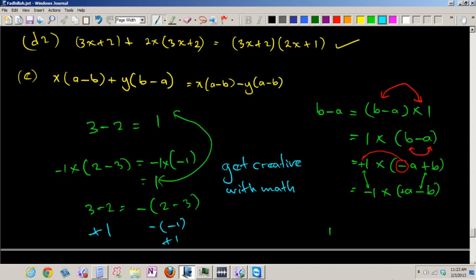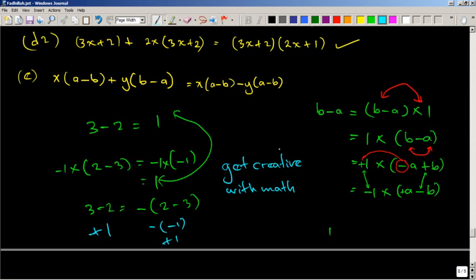Sekarang pukul berapa dah? Oh, almost 11:30. 11:23 dah. Boleh tak, Fadhillah?